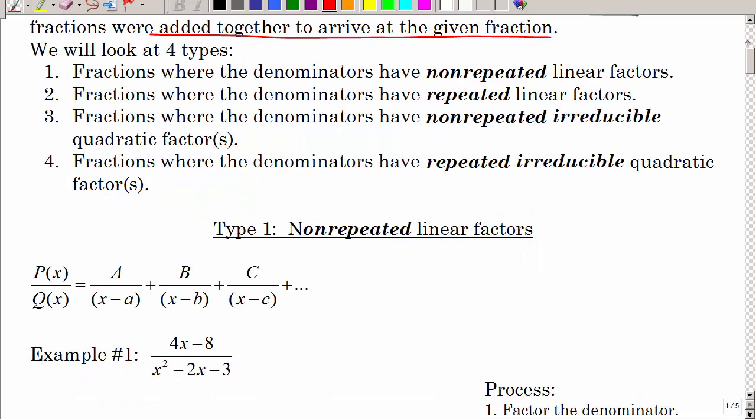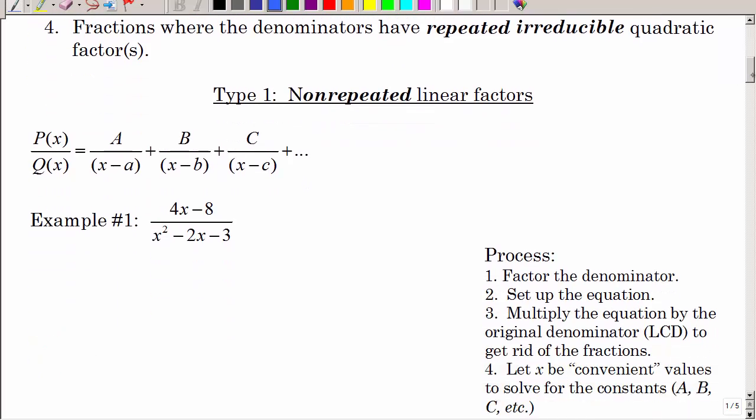The first one is the easiest, where you have non-repeated linear factors in the denominator. Then we're going to go through repeated linear factors, and then we're going to look at non-repeated irreducible quadratic factors, and yes, repeated irreducible quadratic factors. The first is the easiest, and thankfully it is also the most commonly used. So let's go through those steps.